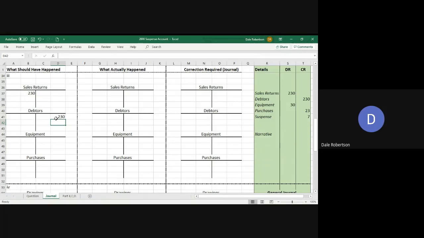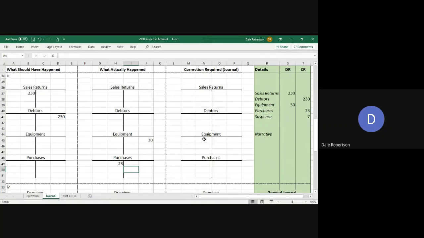However, these goods were actually incorrectly entered as €30 on the credit of equipment. Again, you have to read the question for this because it doesn't make any sense. It shouldn't have been near equipment. And 23 on the debit of purchases. So that's what actually happened. These things were put in here. Should have been put in like this.